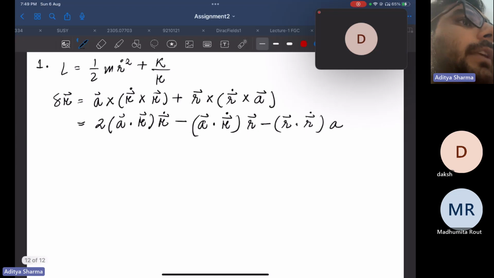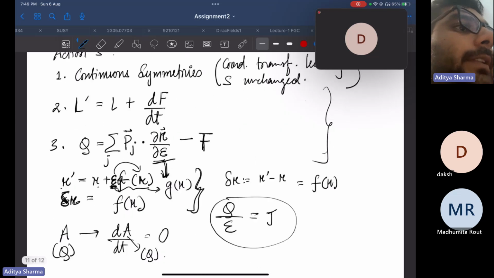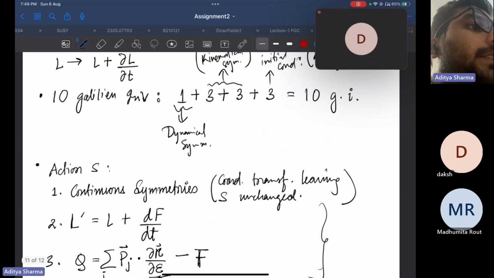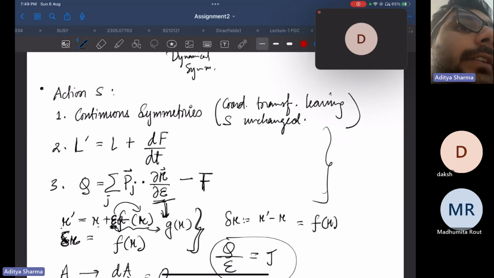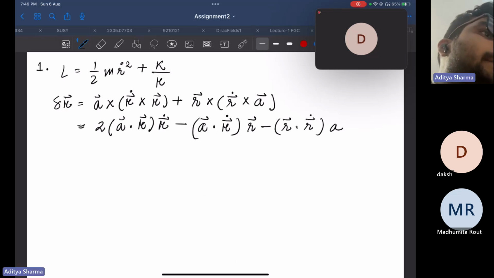Okay, under this symmetry transformation, we want to find out how the L changes. All right, that is our job. So you just have to follow this prescription. So the first thing is the continuous coordinate transformation leaving S unchanged, right? I am telling you that this does it. This thing does not change S.